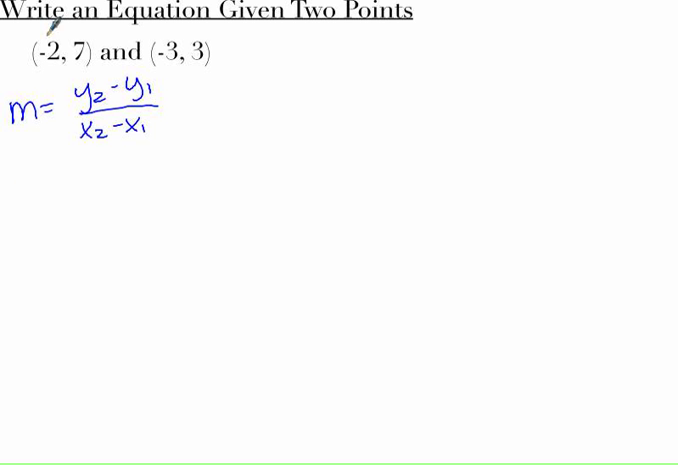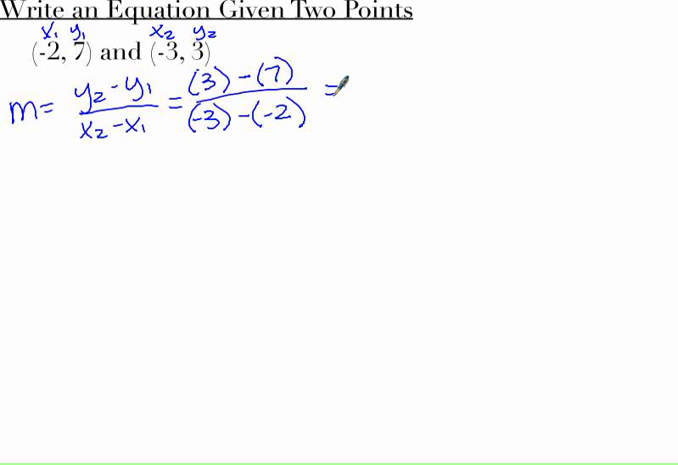So what I'm going to do here is label this x1, y1, x2, y2, and then just a matter of substituting in values. So I've got the positive 3 minus this 7 divided by negative 3 minus negative 2. So here, 3 minus 7 gives me a negative 4. This gives me, let's see, 3 plus 2, so negative 1. So my slope ends up being 4 in this scenario.